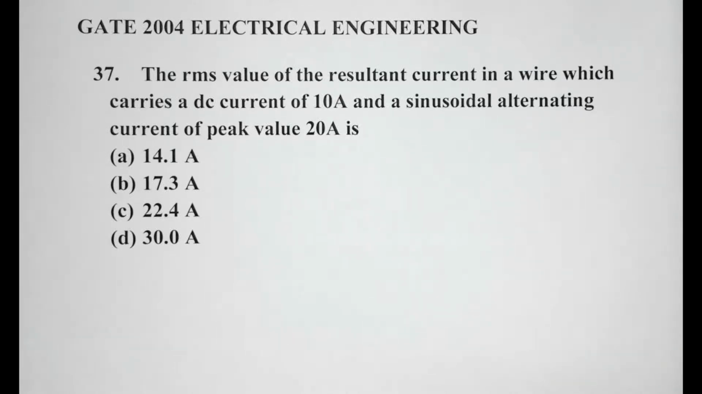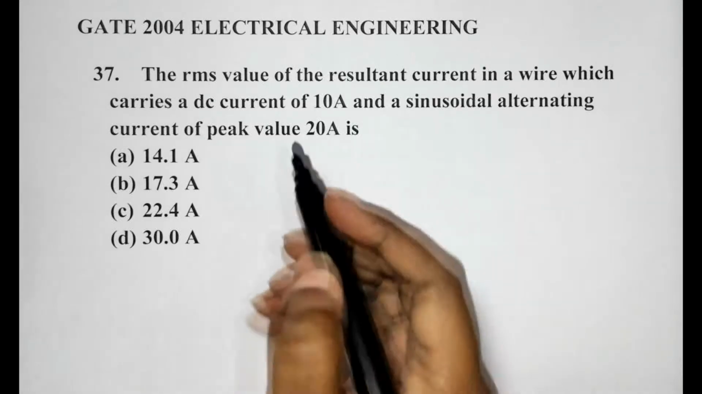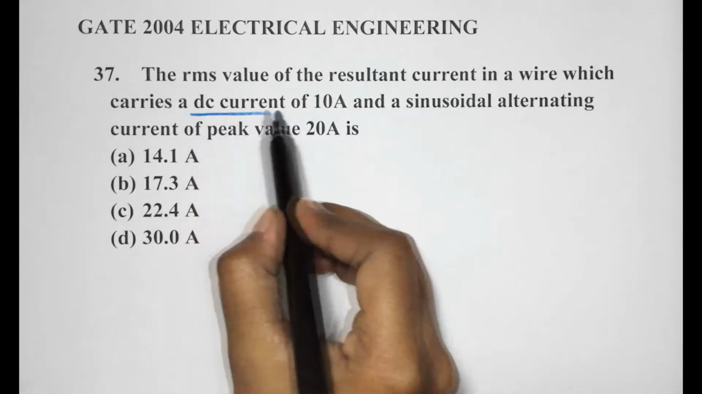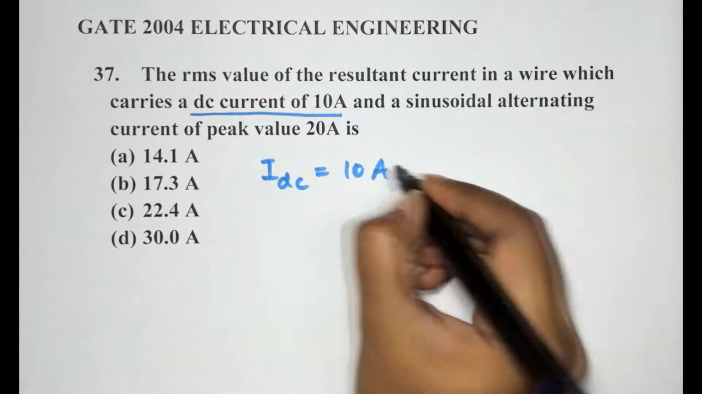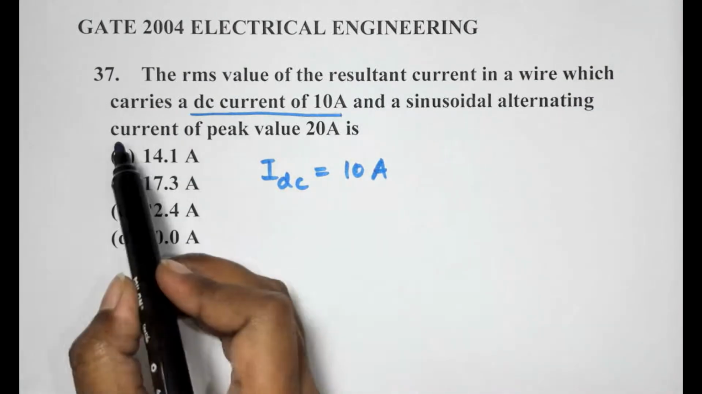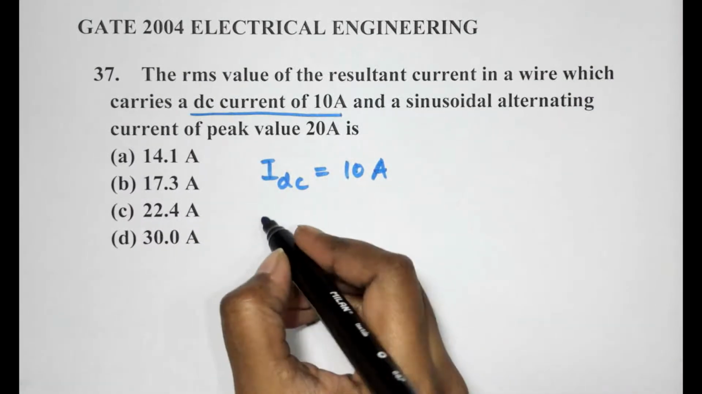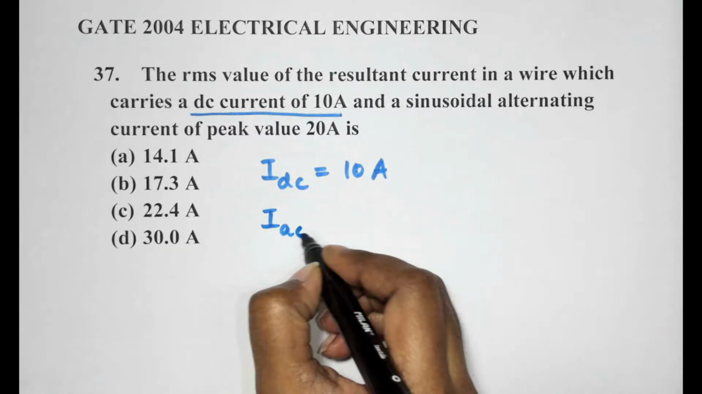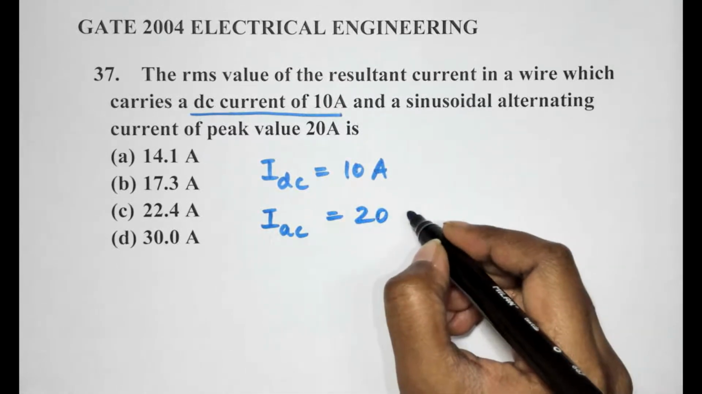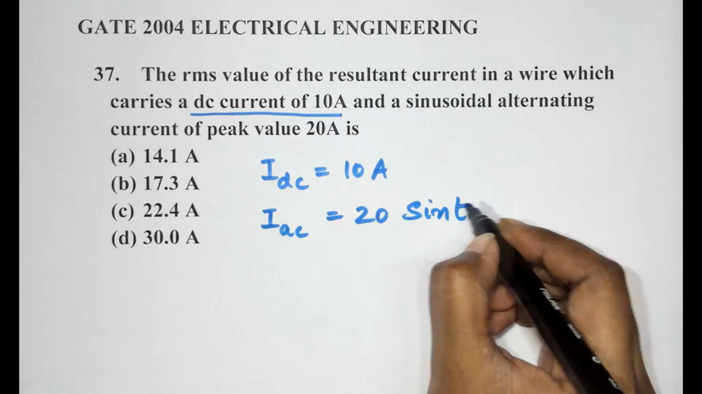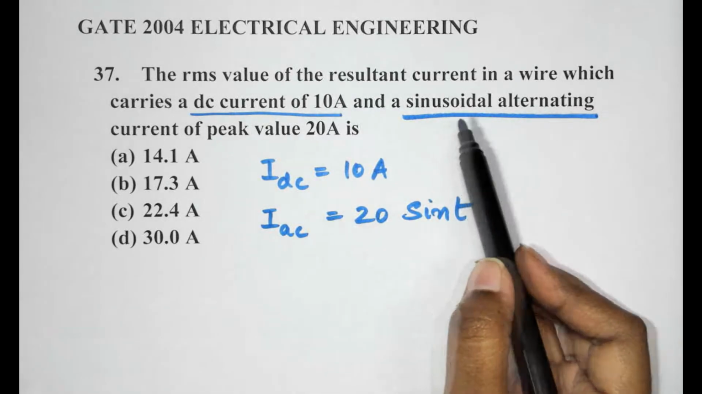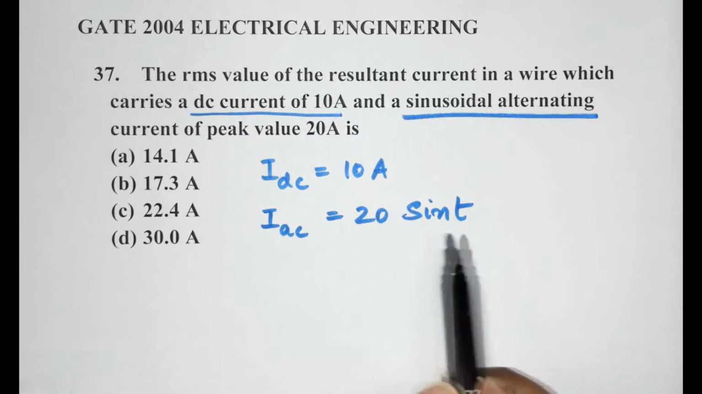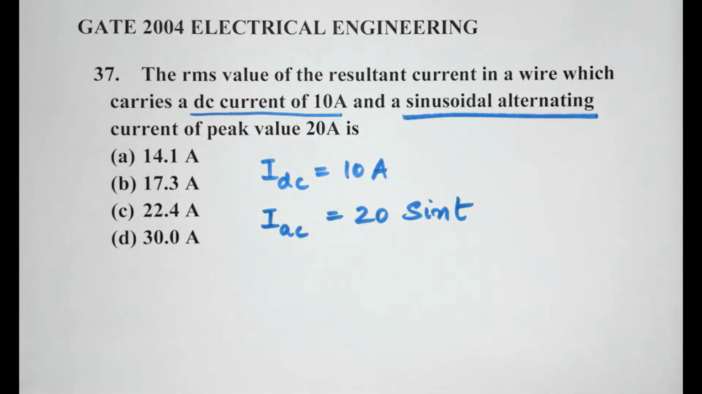Now, first let's write down the expressions given. We have the value of the DC current, IDC, given as 10 amps. Sinusoidal alternating current of peak value 20 amps. So IAC is now written as 20 sin t, because we have to consider the alternating signal given, the sinusoidal alternating current. So 20 sin t is the expression.